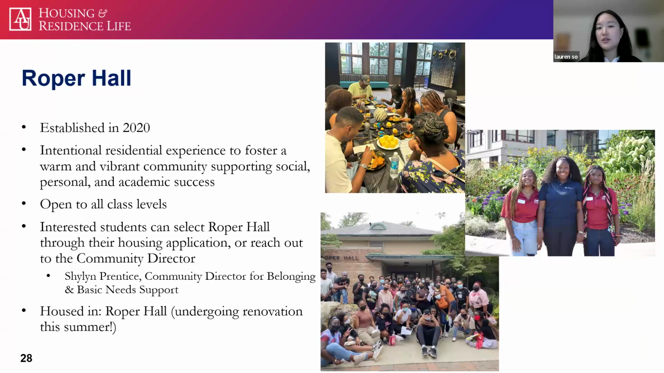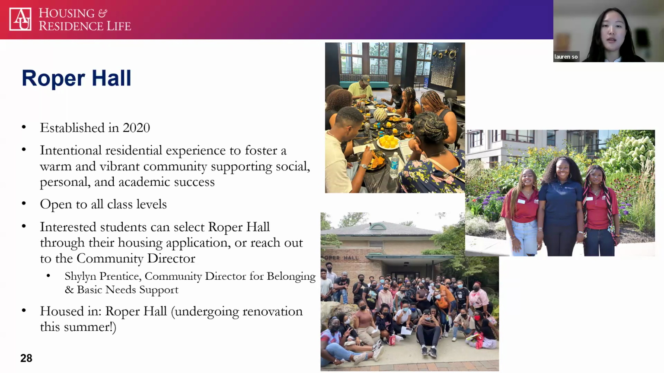And another residential community we're excited to highlight is Roper Hall Community. Roper Hall Community was established in 2020 by students. Roper was created as a space to explore identity and culture and community with others. Since then, it has grown into a vibrant and inclusive living environment designed to support students socially, personally, and academically. The goal is to foster a sense of belonging and connection for everyone who calls it home.